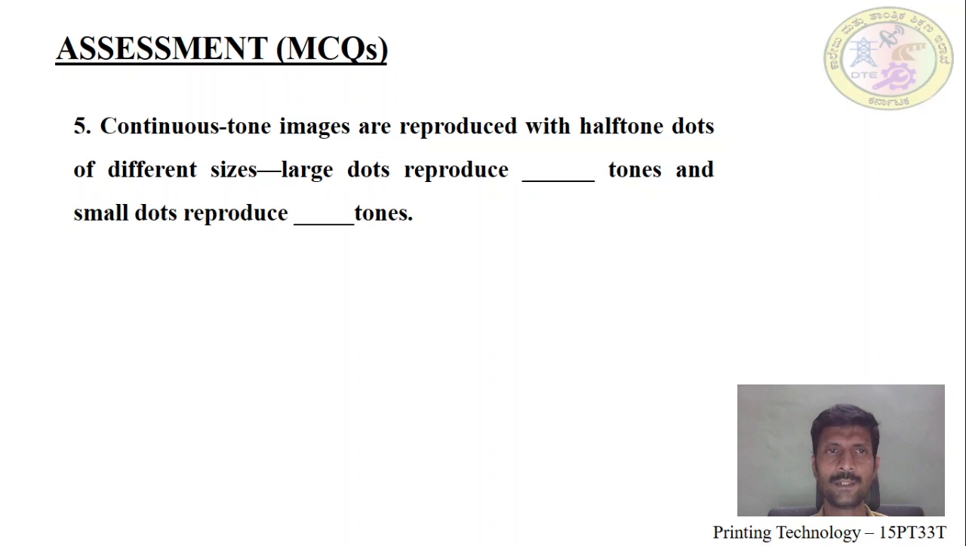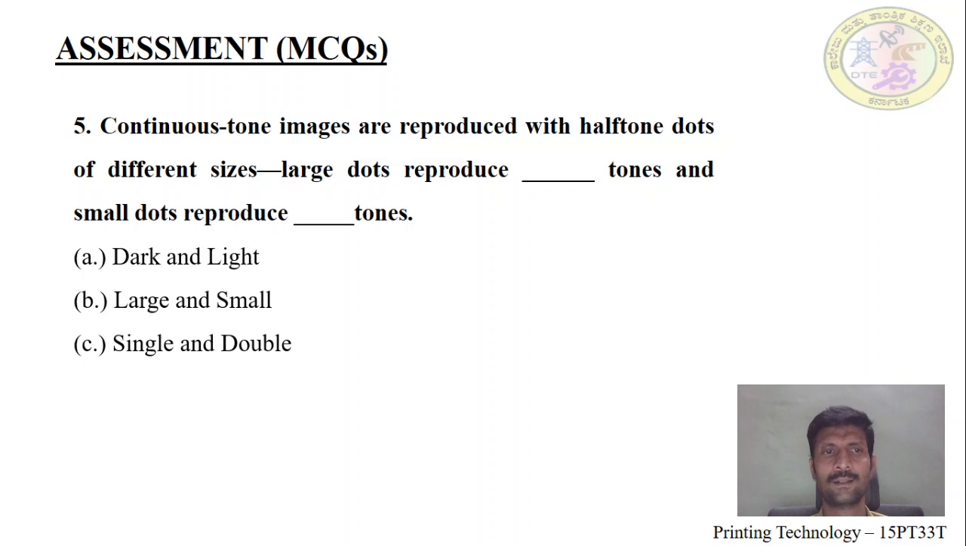Next question. Continuous tone images are reproduced with halftone dots of different sizes. Large dots produce dash tones and small dots reproduce dash tones. If the dots are large, then dash tones will be produced. If the small dots are there, then dash tones are produced. Which tones do you have to tell: dark and light, large or small, or single or double? See, in a continuous image, there are three tones: light tone, middle tone, and dark tone. Now you can answer this question easily.